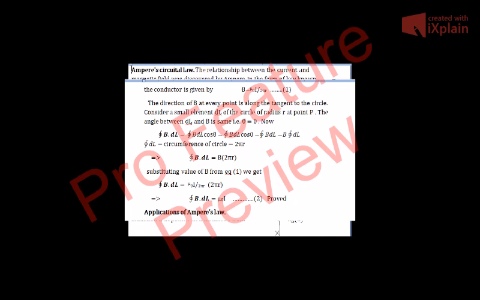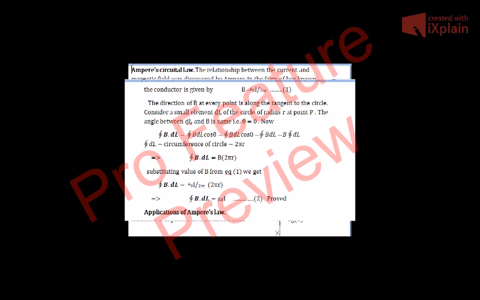Here we substitute the value of B from equation first. We get B dot dl is equal to the value of B, which is mu naught I upon 2 pi r, into 2 pi r. So 2 pi r and 2 pi r will cancel. B dot dl will be equal to mu naught I. So this is the proof of Ampere's circuital law.